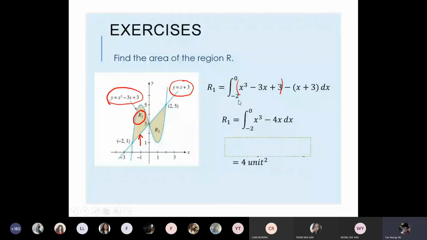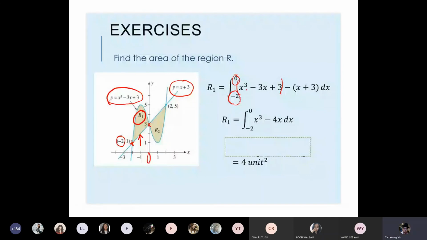And from what point to what point? We start from this point, where x is -2, so from -2 to this point, which is 0. Now, any question for region 1?